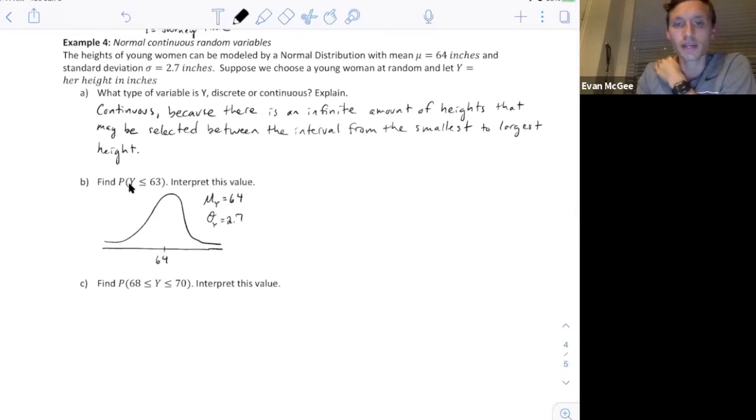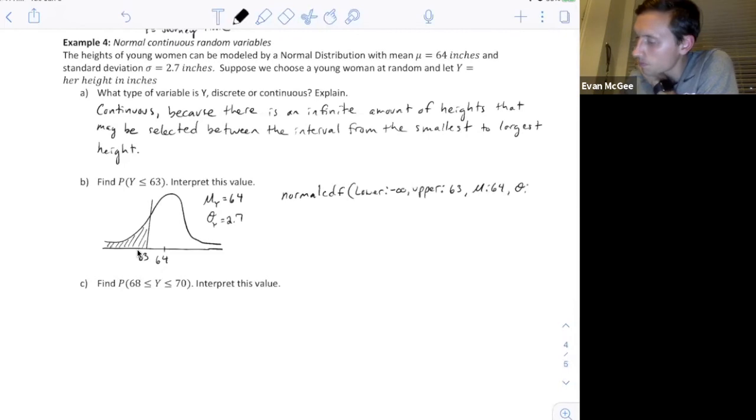We want to find the area, which will tell us the probability of getting a height that is less than or equal to 63. So 63 is going to be below the mean, and I'm going to find the area of this shaded region using a normal calculation statement. So hopefully remember, in my normal calculation, I have to list my lower, which is negative infinity because there's nothing stopping it. Upper is 63, that's the top of the region. Mean is 64, standard deviation is 2.7.